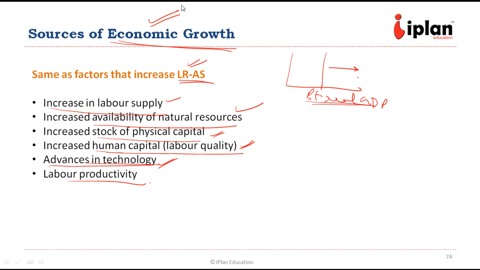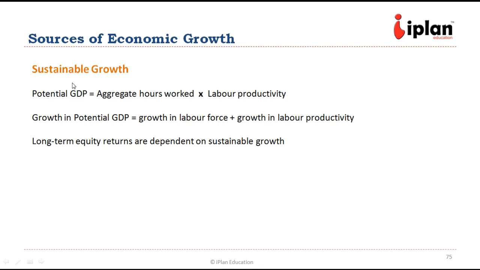Let us look at the next slide, the sustainable growth. So what would be the sustainable growth? When the potential GDP, which is a product of aggregate hours the laborers are putting in and their productivity. So that would give you potential GDP. So for sustainable growth, these should increase.